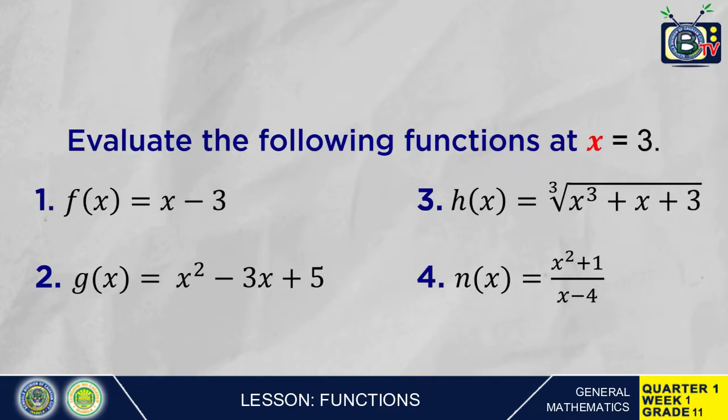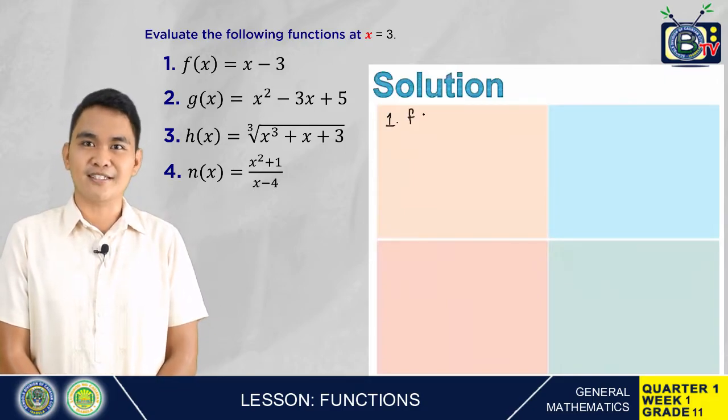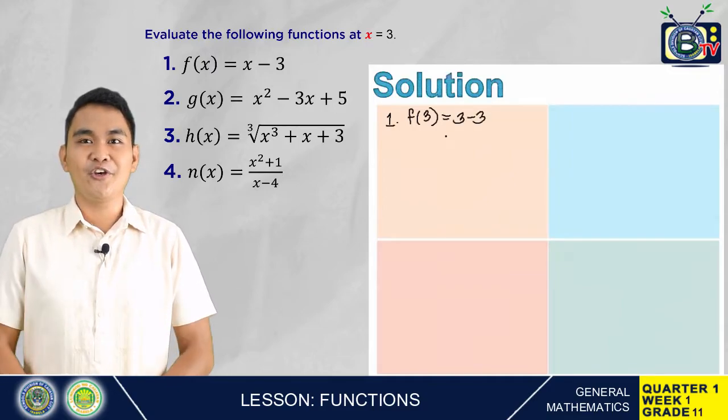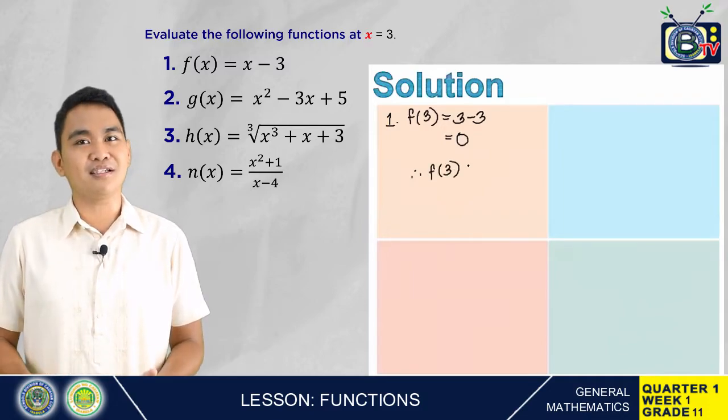Very good. For our second set of examples, there are 4 functions in which the value of x is equal to 3. Now we are going to evaluate the 4 functions if x is equal to positive 3. For the first function, we have f of x is equal to x minus 3. Therefore, f of 3 is equal to 3 minus 3, which is equal to 0. This means that f of 3 is equal to 0.